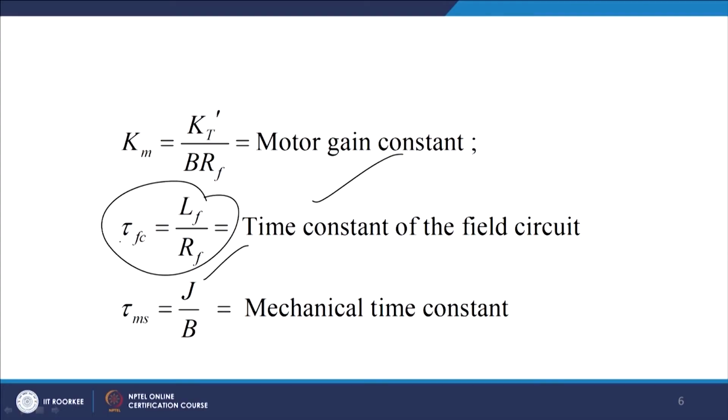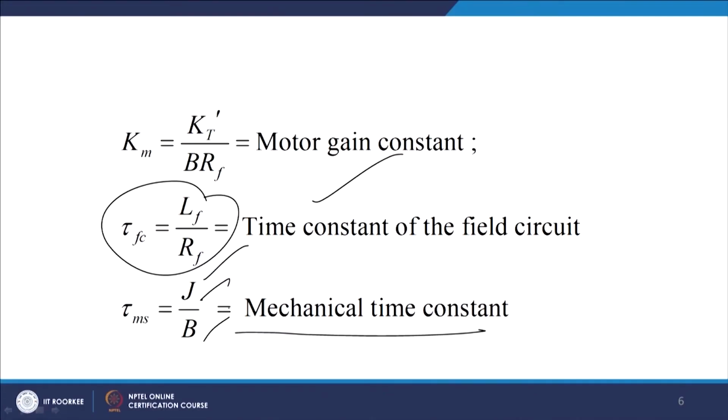You will find that the time constant in the case of field control is dependent upon Lf and Rf. Normally the field winding inductance is generally more, therefore the time constant of the field circuit is quite more. Then about the mechanical time constant J by B. We will find that this system is working in open loop because there is no back EMF, there is no control. Therefore, if you draw the block diagram of this, you will get it like this.